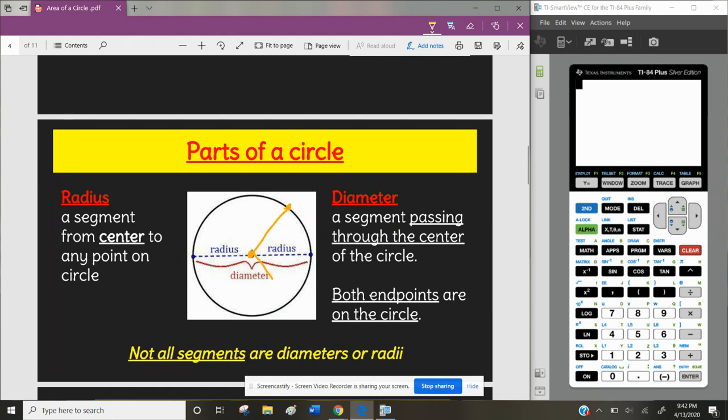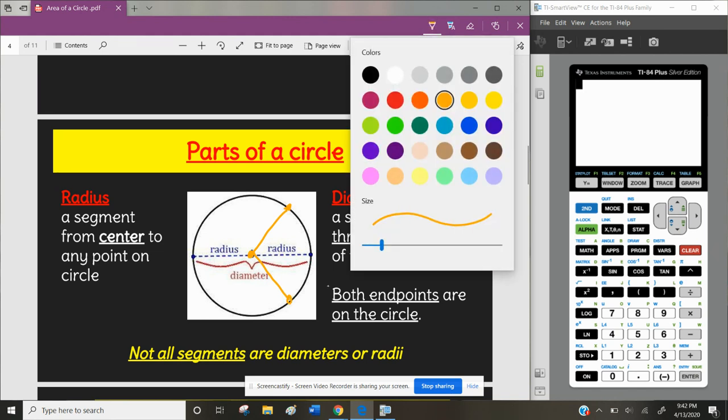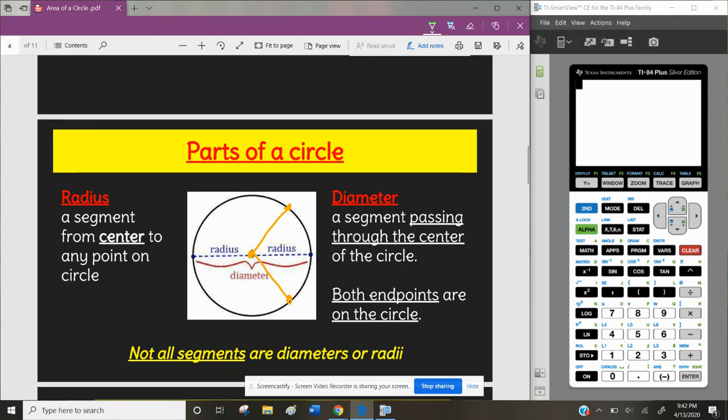So again, we can draw a segment from the center to the edge of the circle, and that would represent our radius. Now, a diameter is a segment passing through the center of the circle, but both endpoints have to be on the circle. So I've passed through the center, my endpoints are on the circle. So a diameter is made up of two radii. Again, I can draw a segment passing through the center with two endpoints on the circle.